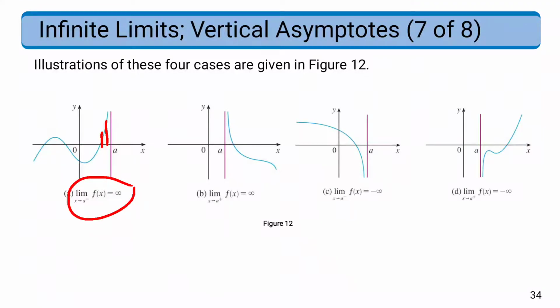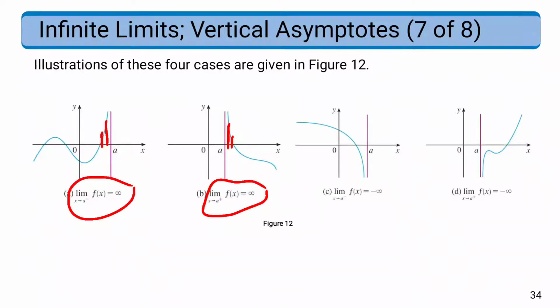And on the number b, you can see that you have only a graph on the right of a. So it means we can approach a from the right. That means we can get closer and closer to a. And as we do that, you can see the values of the function go to positive infinity. Therefore, we can say the limit of f of x as x goes to a from the right is positive infinity.